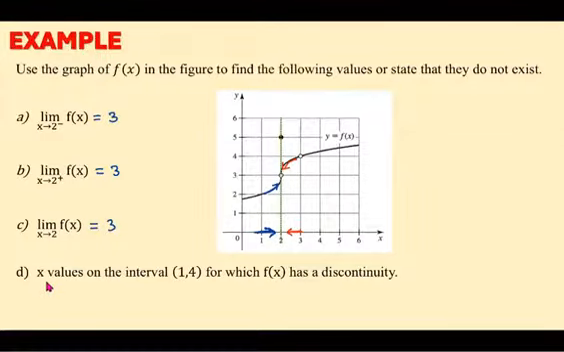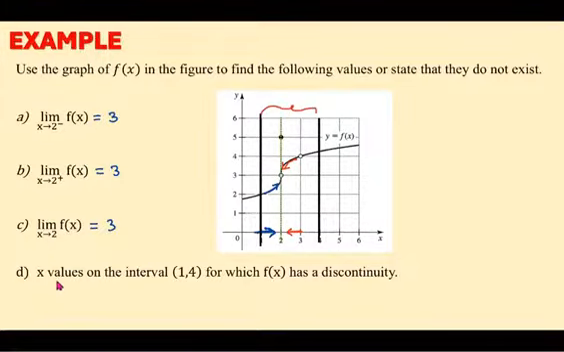Now let's go to D. We have to find the x values on the interval from 1 through 4. So in this one, we are looking for the interval from 1 up to 4. So from x equals 1 to x equals 4. That is my interval of interest. So I'm just looking here.